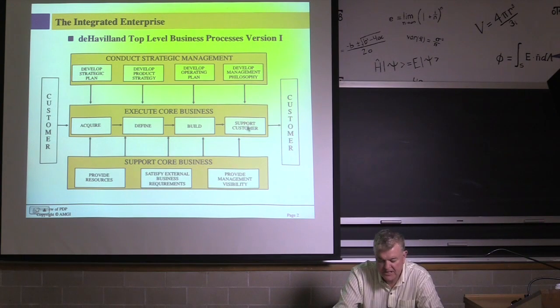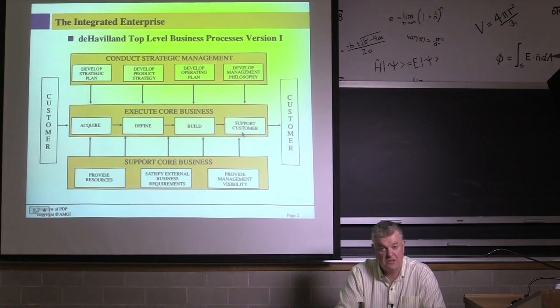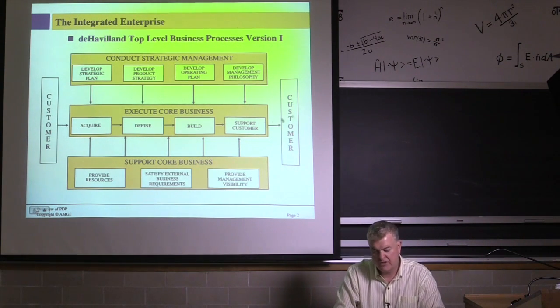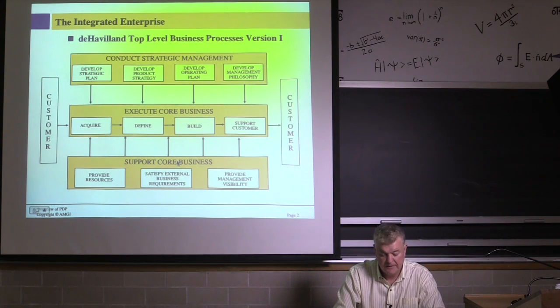So the next major process is supporting the customer, often called customer logistics. It's where you're supporting the customer in the field. And then these are support processes for the enterprise itself.